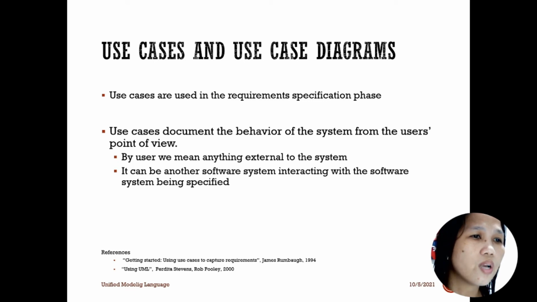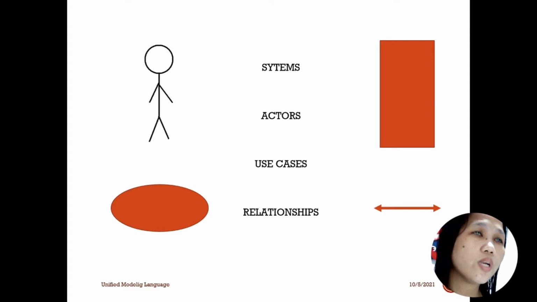So by user, we mean anything external to the system. It can be another software system interacting with the software system being specified. In a use case diagram, we can use the following entities. We have the system, shown as a rectangle, like a door, and then we have the actors, the stick man, and then we can use the oval as use cases, and the double arrowed line is the relationship.